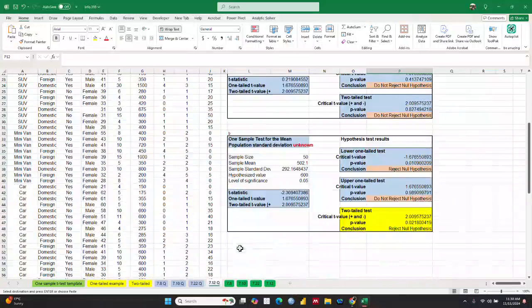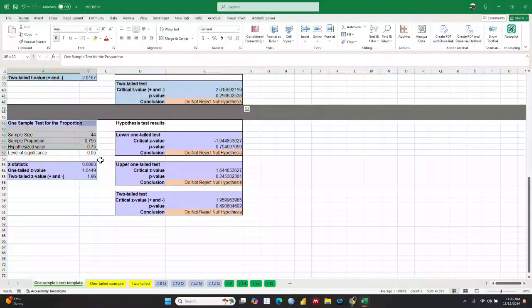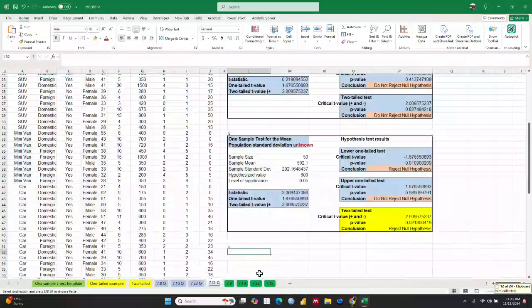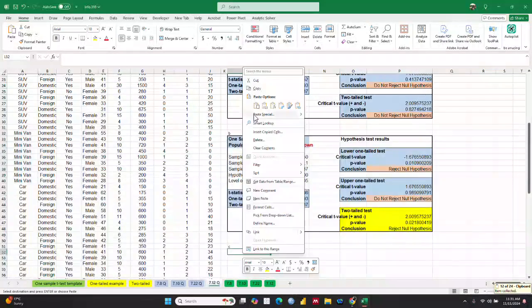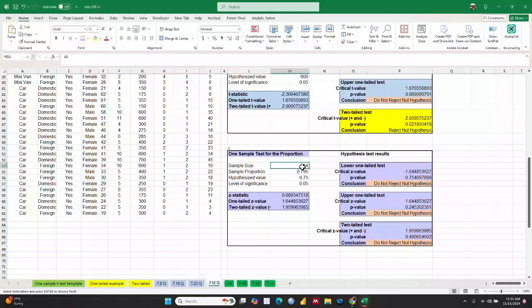So let me copy the related template. I go to the template section. It is a proportion. So for proportions, we don't care whether it is known or unknown. For proportion, we only have this template. Copy it, paste it here, and start filling the table. The sample size is 50.